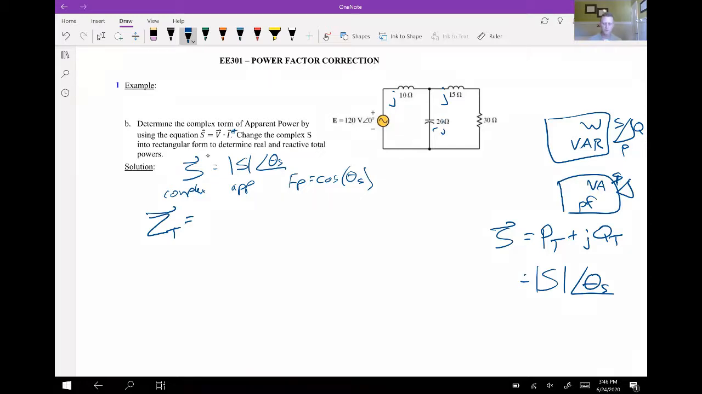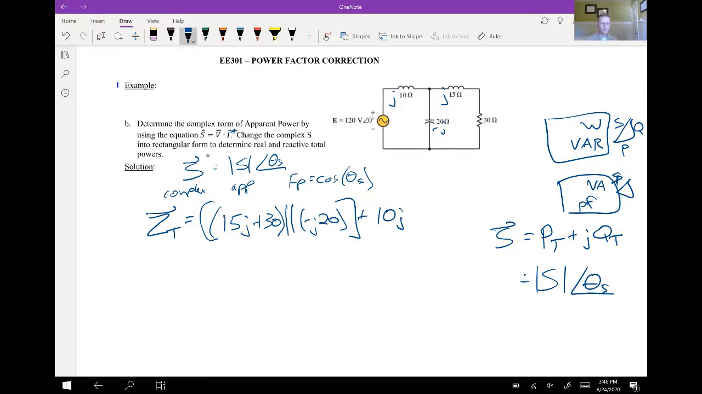That one's a real resistor. So my Z total in this case, I have 15J in series with 30. Those are in parallel with negative J20. And all of that is in series with 10J.